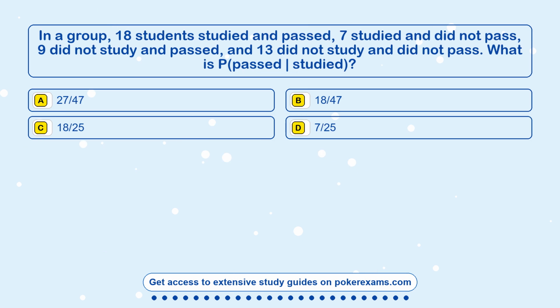Question 23. In a group, 18 students studied and passed, 7 studied and did not pass, 9 did not study and passed, and 13 did not study and did not pass. What is P(passed | studied)? Option A, 27/47. Option B, 18/47. Option C, 18/25. Option D, 7/25.